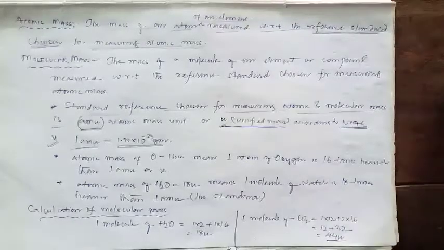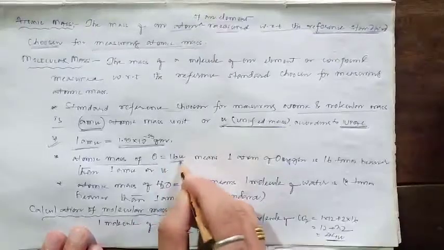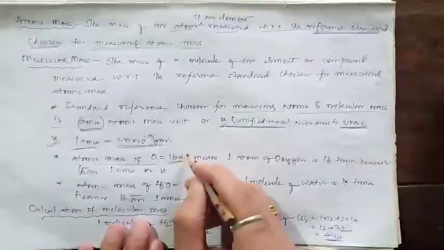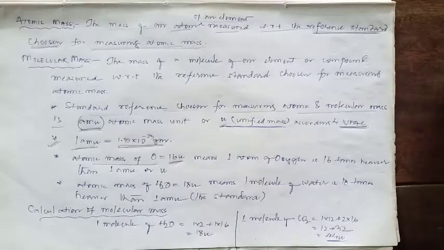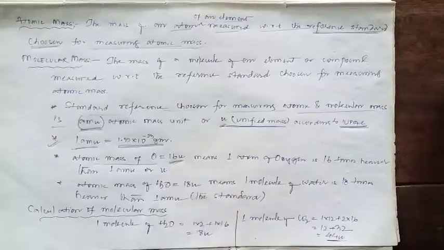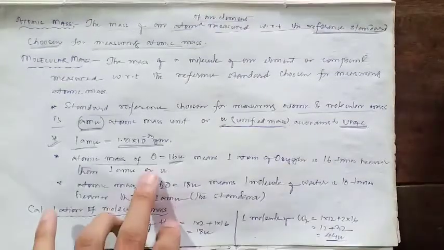Now let's understand, student. If I say atomic mass of oxygen is 16 unit, we will not say this is gram. So 16 u. Atomic mass of oxygen is equal to 16 gram, that's wrong. Atomic mass of oxygen is 16 u. Imagine one atom of oxygen. Can it be 16 gram? Not at all possible. Atomic mass of oxygen is 16 u.